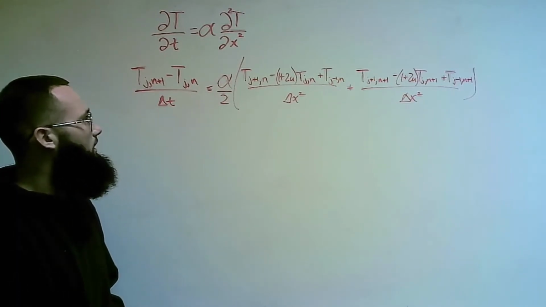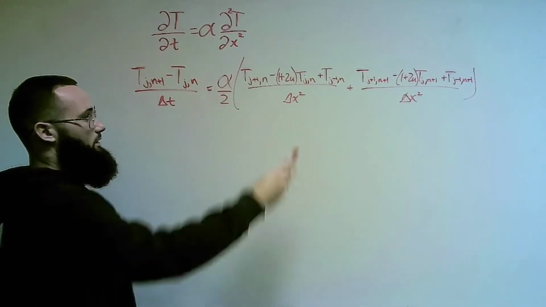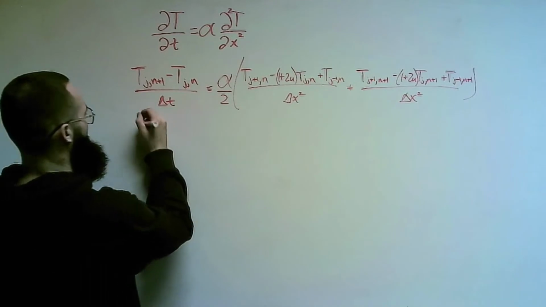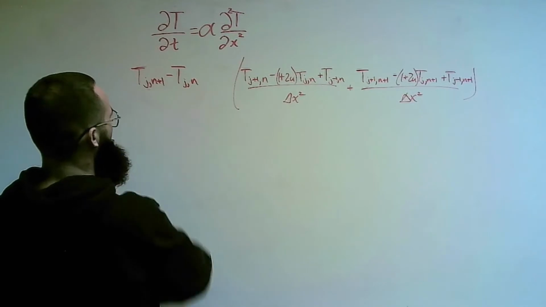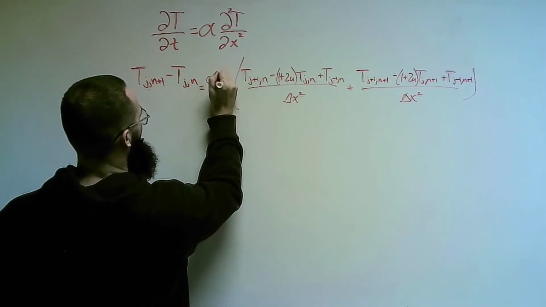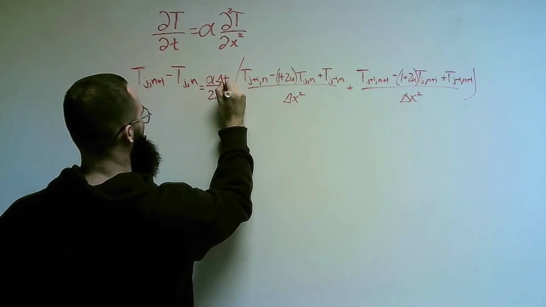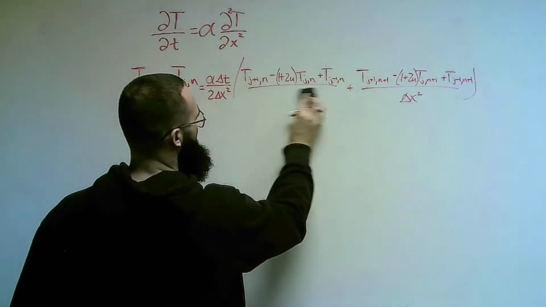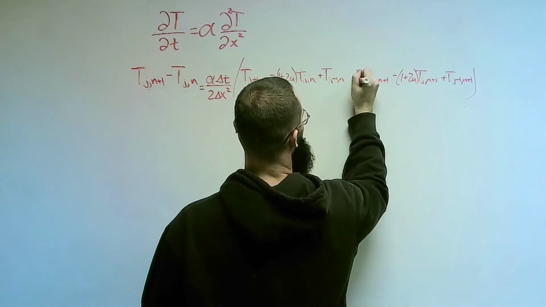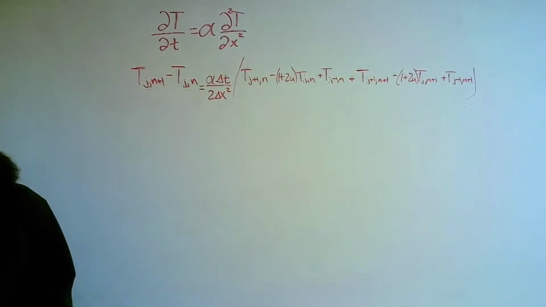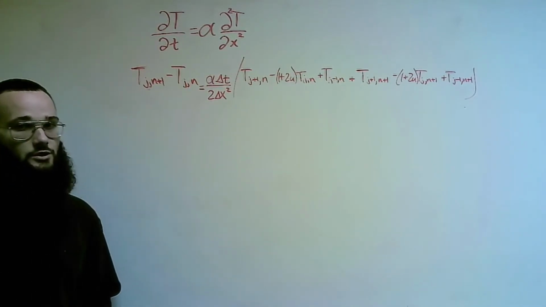And now the first step I want to take is to get all the constants together. The constants that we have will be delta t, alpha, 2, and delta x squared. So I'm going to put those all over here. And that'll be equal to alpha delta t over 2 delta x squared. And so this will be our jumping off point to get our final equation to code.